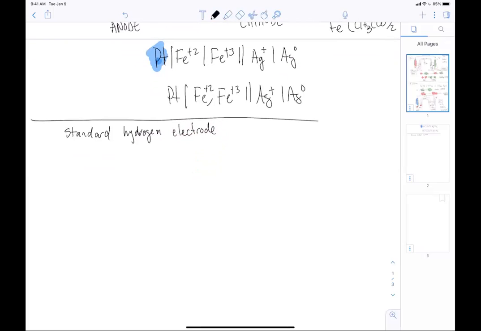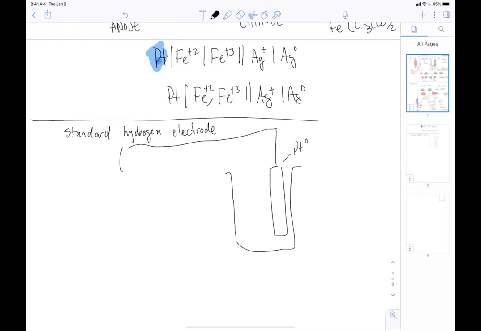And so in these experiments, what we end up doing is you take a platinum wire, so this is a platinum electrode, and you set that up in one of your half cells.